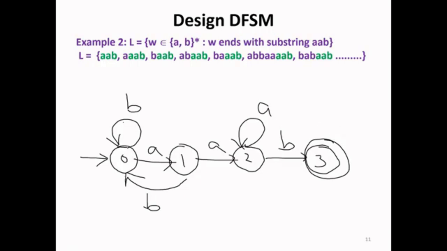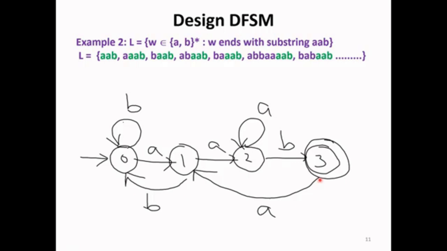If I have an A, then it must be followed by another A, B. So I'll take the transition A here. Now you see A, B. If I have an A, again it must be followed by another A and B reaching the final state. So for A it is over.